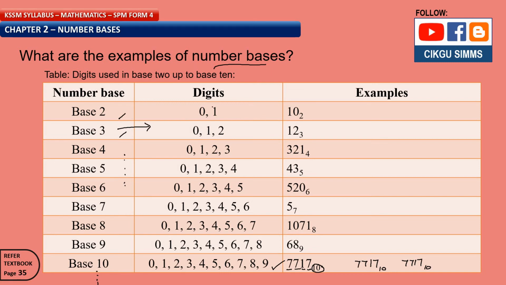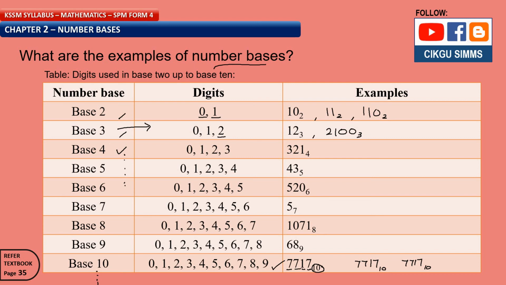For base 2, you can only use 0 and 1. You cannot use digits higher than 1. For example, 10 base 2, or 11 base 2, or even higher, 110 base 2. The same thing applies to base 3. The highest digit is 2. So 12 base 3, or 2100 base 3. The same thing goes to base 4, for example 321 base 4.